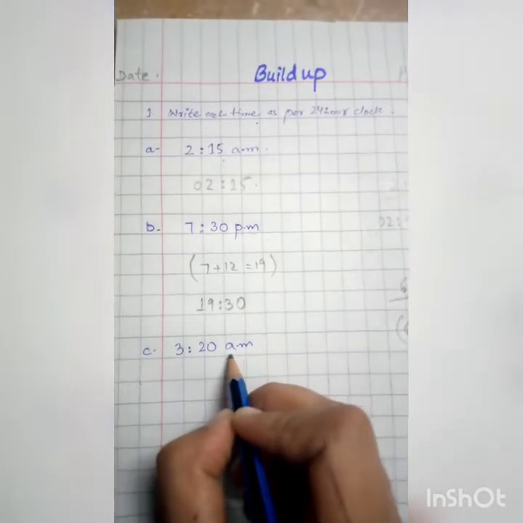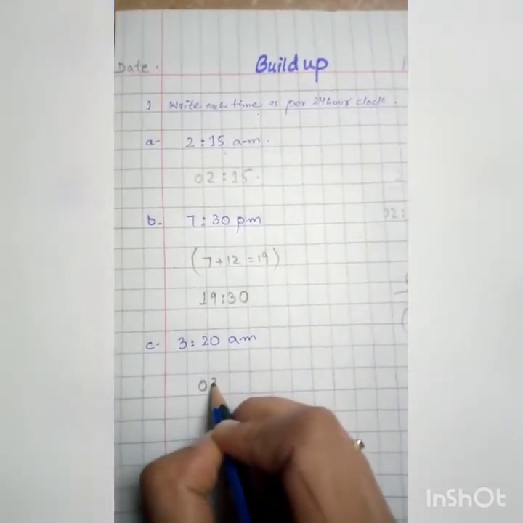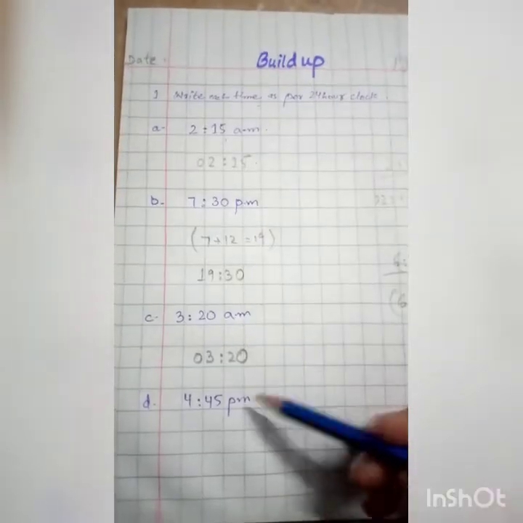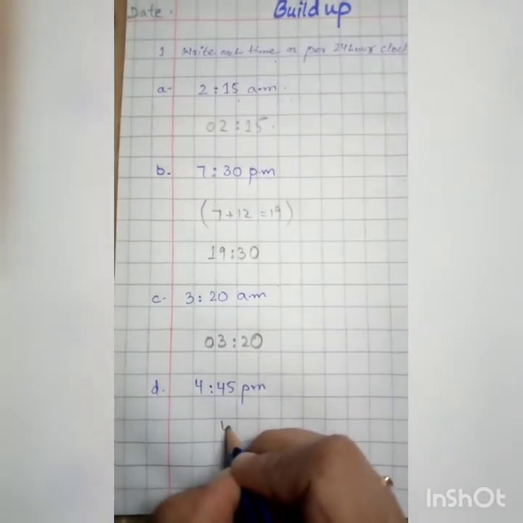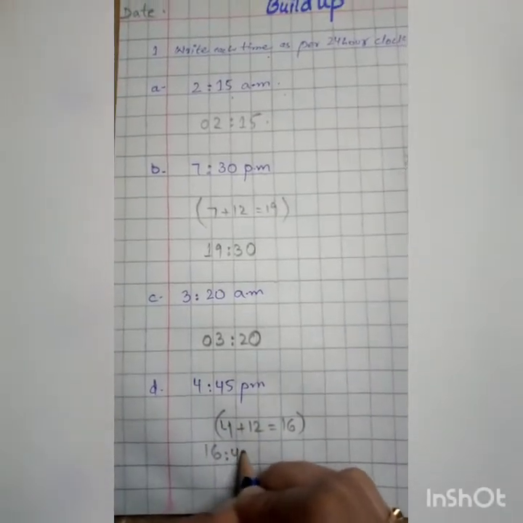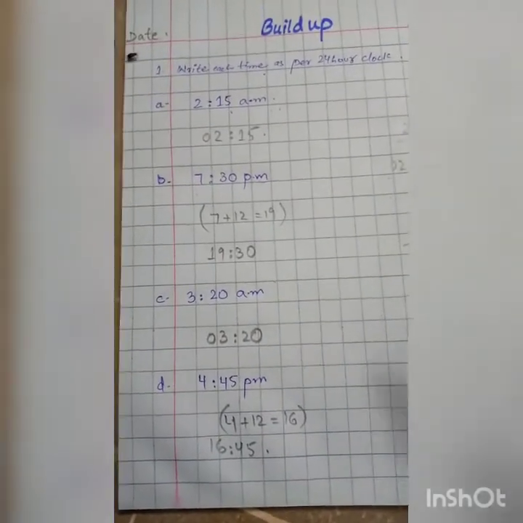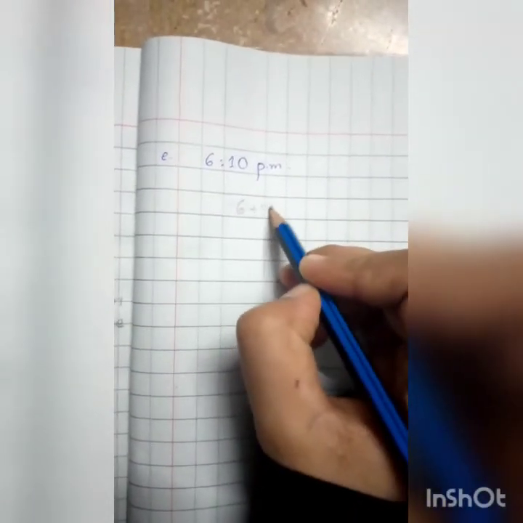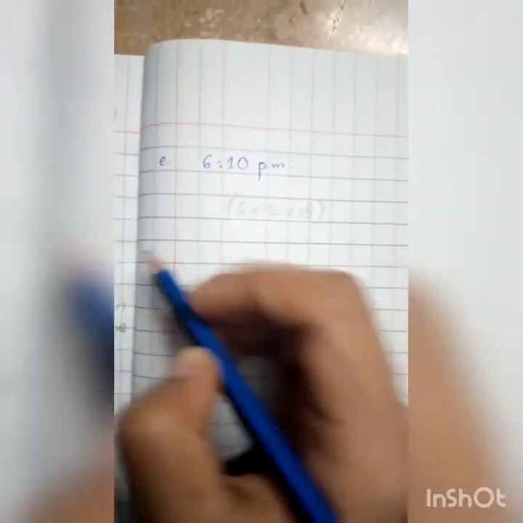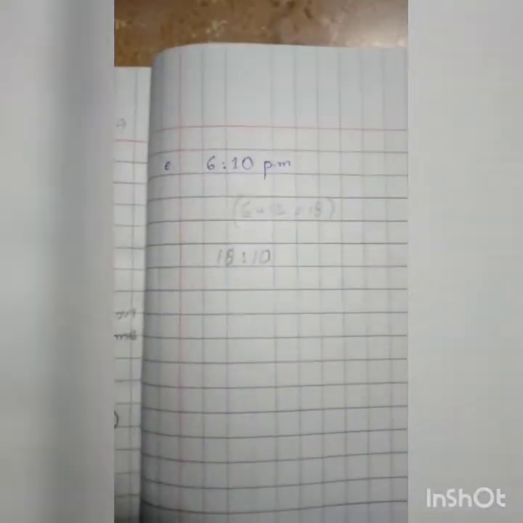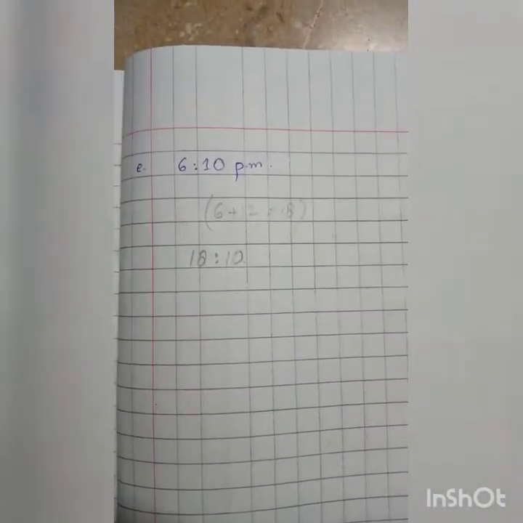Now part C: a.m. is written with the time, so it remains the same. Again, here is an example of p.m. In this part, 4 plus 12 is 16, so 16:45. Now part E. In this, you can see p.m. is written with the time, so you have to add 12 to 6, so it becomes 18:10. Part F till I, do it yourself.